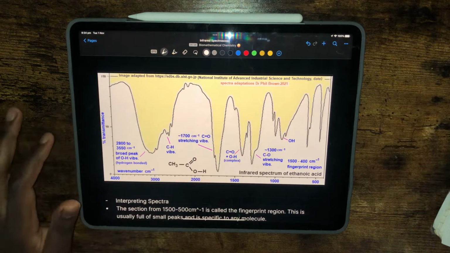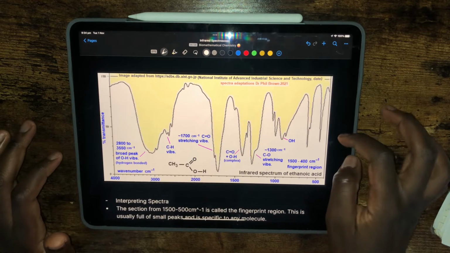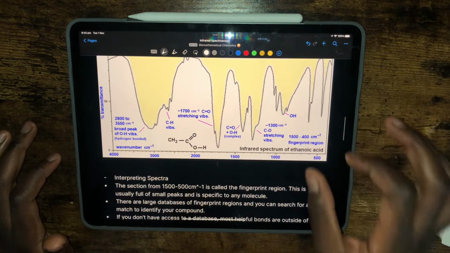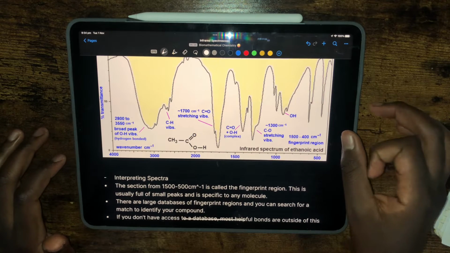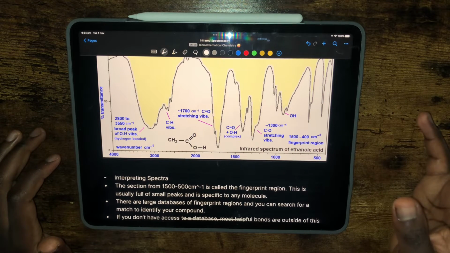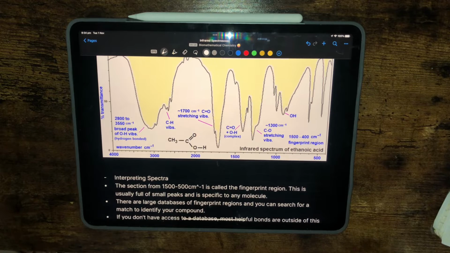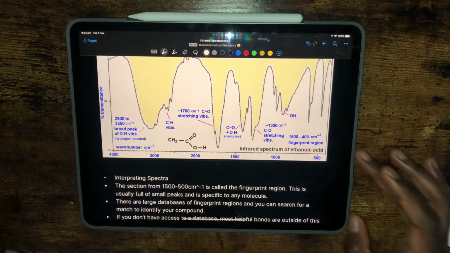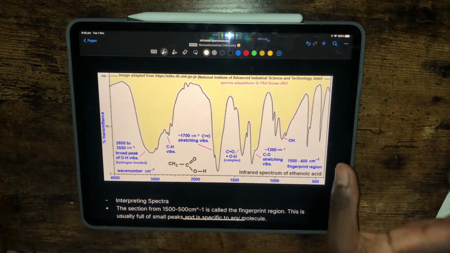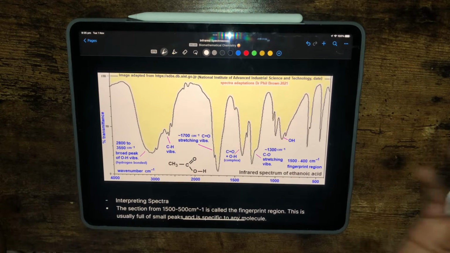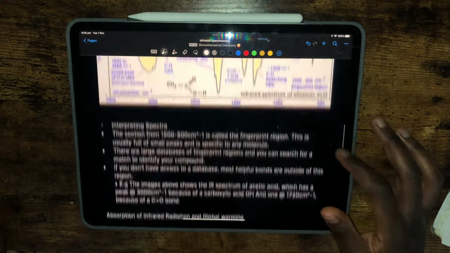But everyone always forgets to mention the fingerprint region. You get a mark for it: the fingerprint region is specific to that compound only. If you're talking about the difference between the compounds in the IR spectra, always remember to mention they have different fingerprint regions. That's always a mark in the exam.